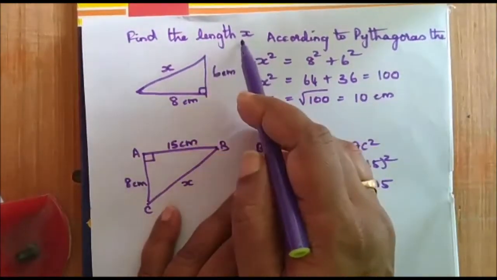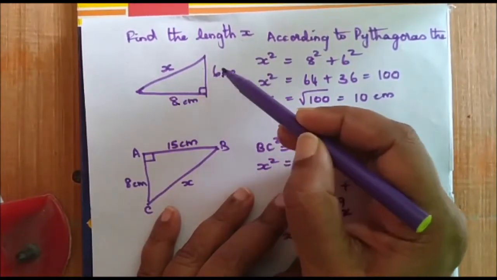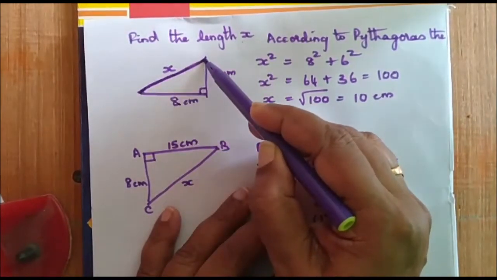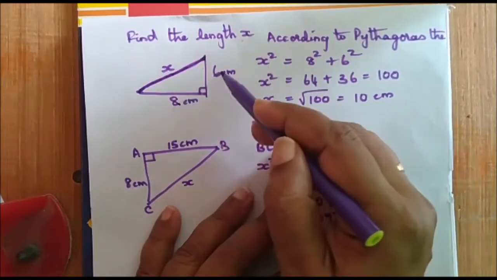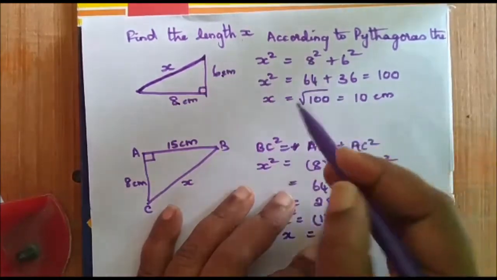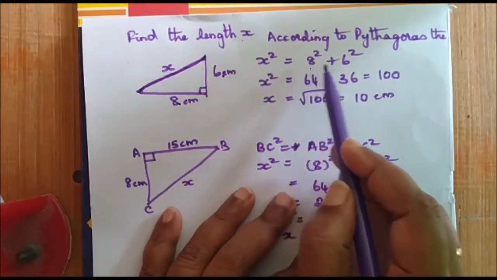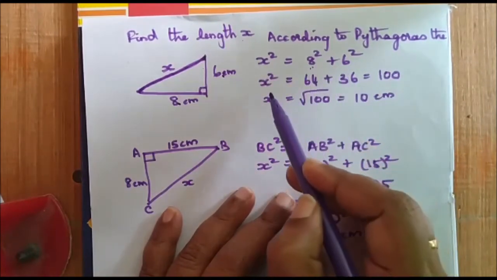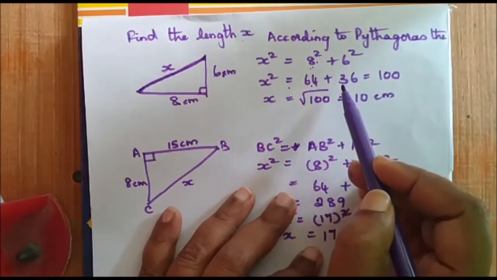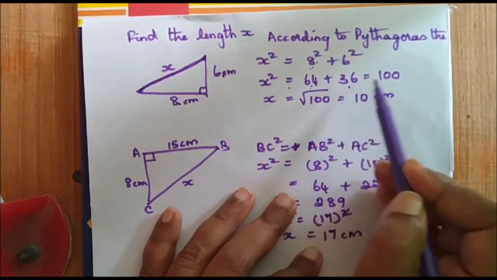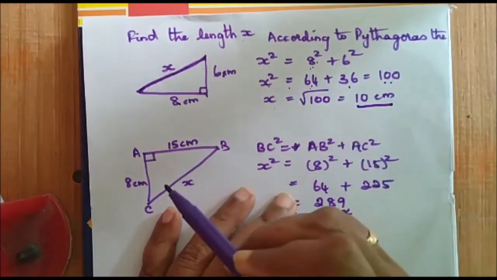Find the length x. We have been given the length of two sides, 8 centimeters and 6 centimeters. We have been asked to find the length of x. We know the equation that x squared is equal to the sum of the squares of the other two sides. So it is 8 squared plus 6 squared. So x squared is equal to, what is 8 squared? 64. What is 6 squared? 36. So 64 plus 36 is 100. X squared is equal to 100, so x is equal to 10 centimeters.